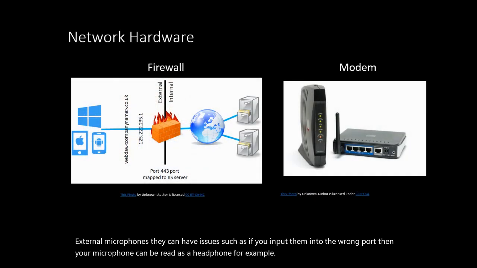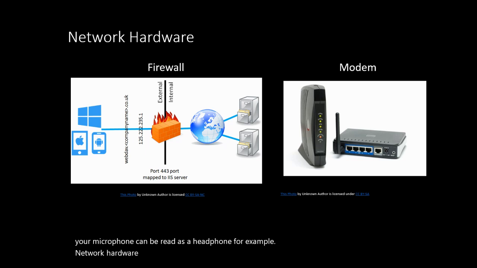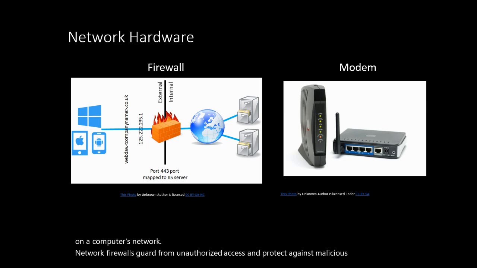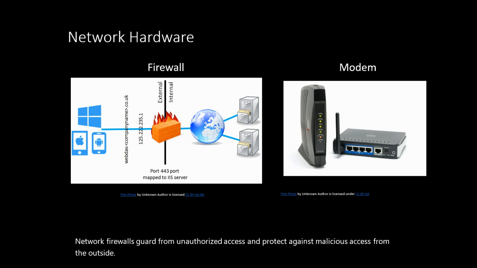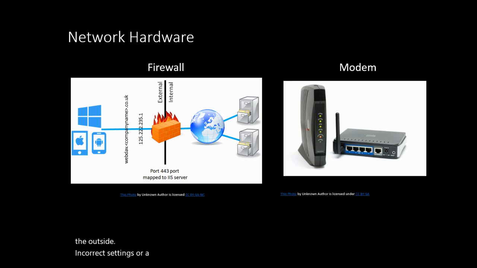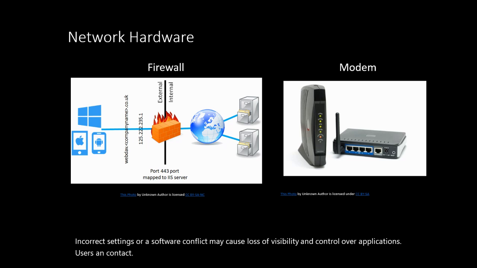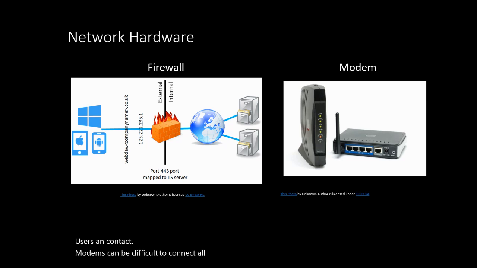Network hardware is, for example, firewalls. Firewalls constantly monitor all incoming and outgoing traffic on a computer's network. Network firewalls guard from unauthorized access and protect against malicious access from the outside. Incorrect settings or a software conflict may cause loss of visibility and control over applications, users, and contact. Modems can be difficult to connect all devices. They can even have connectivity issues staying online.